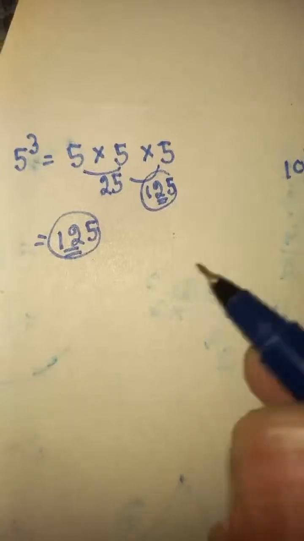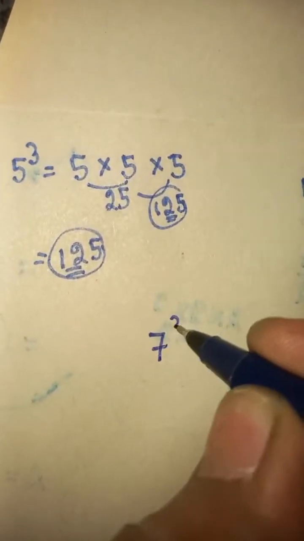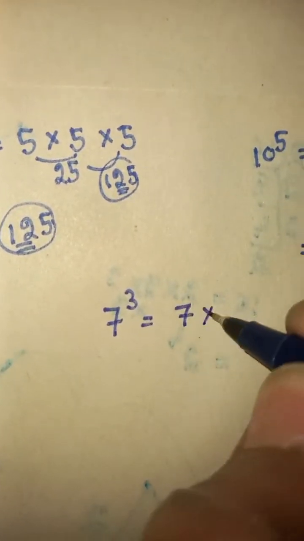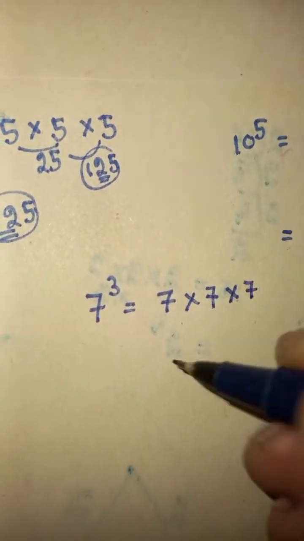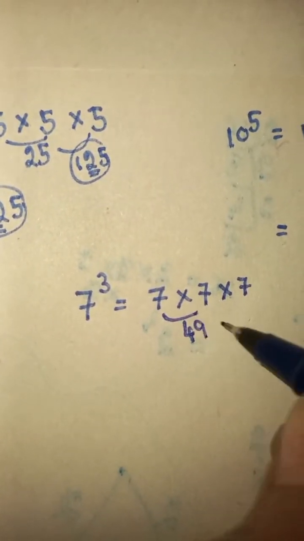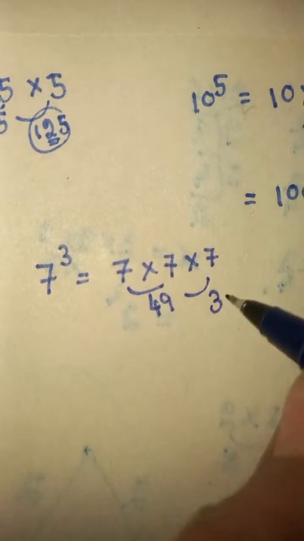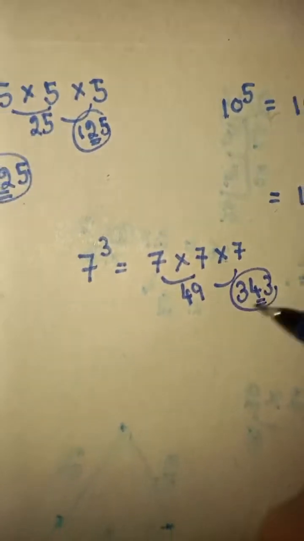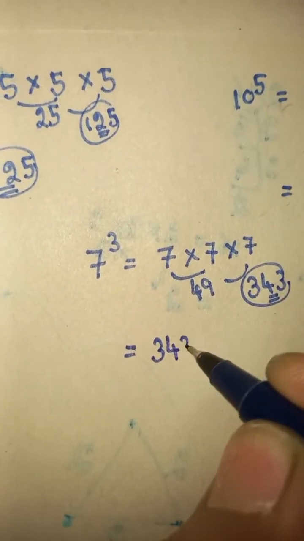Now if they ask in the same way, what's the value of 7 cube? That is 7 times 7 times 7. 7 times 7 is 49. 49 times 7 is 343. So 343 is the answer for this one.